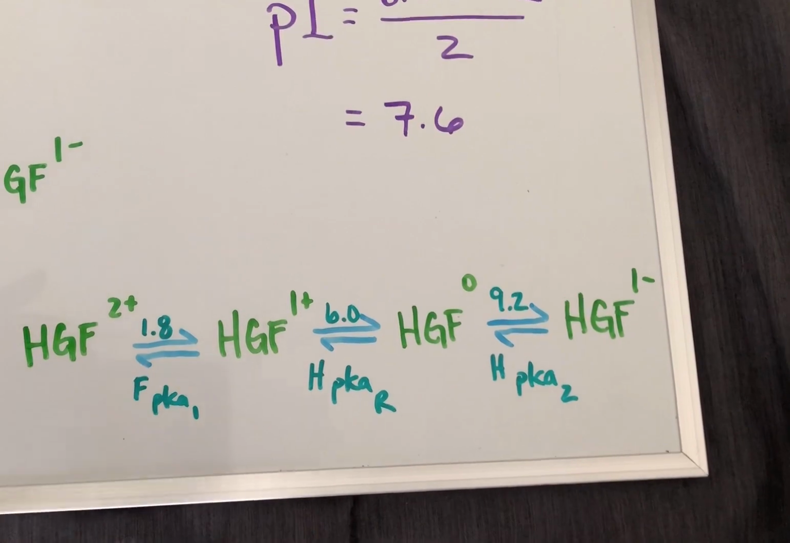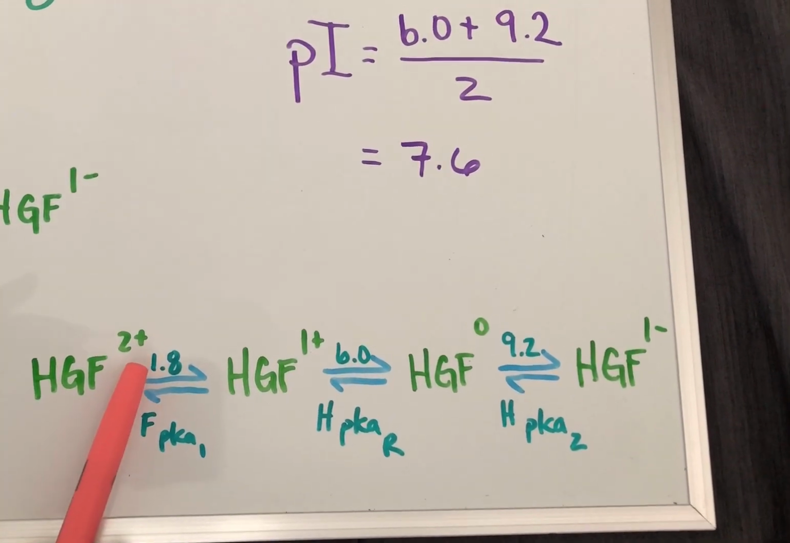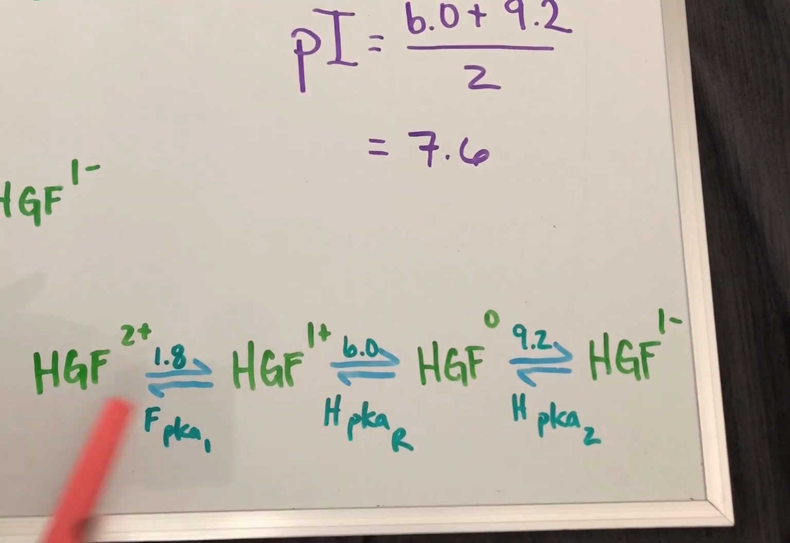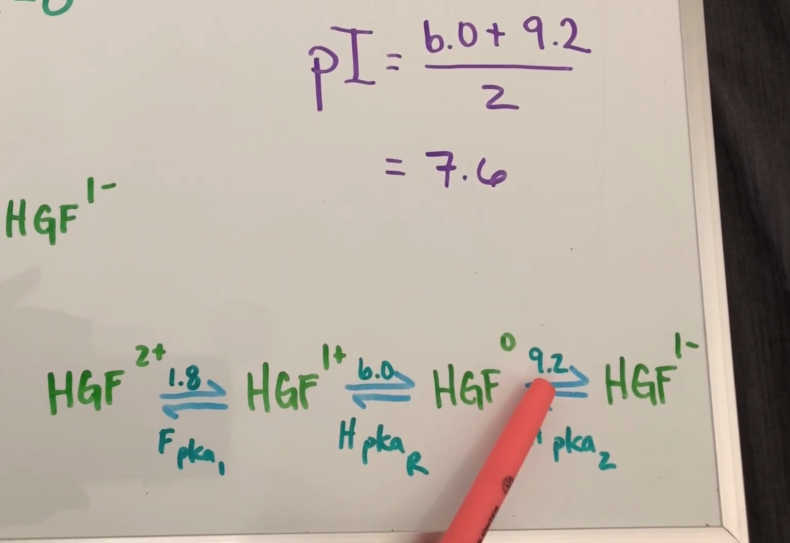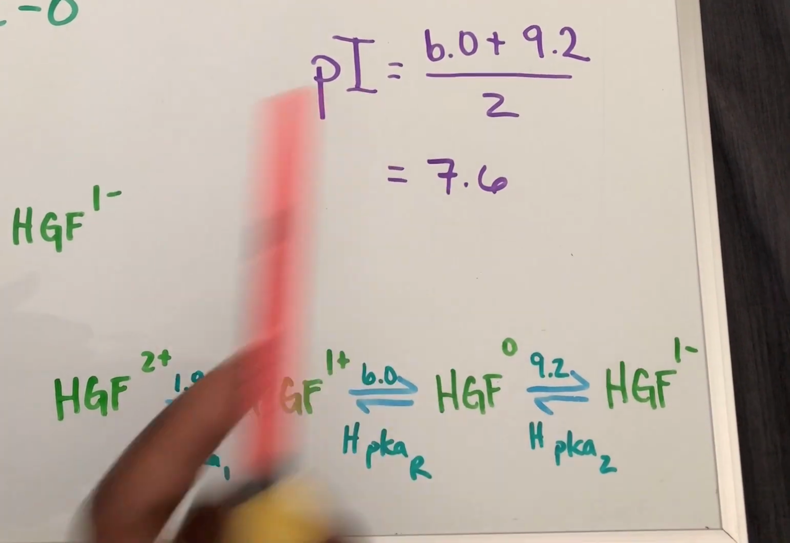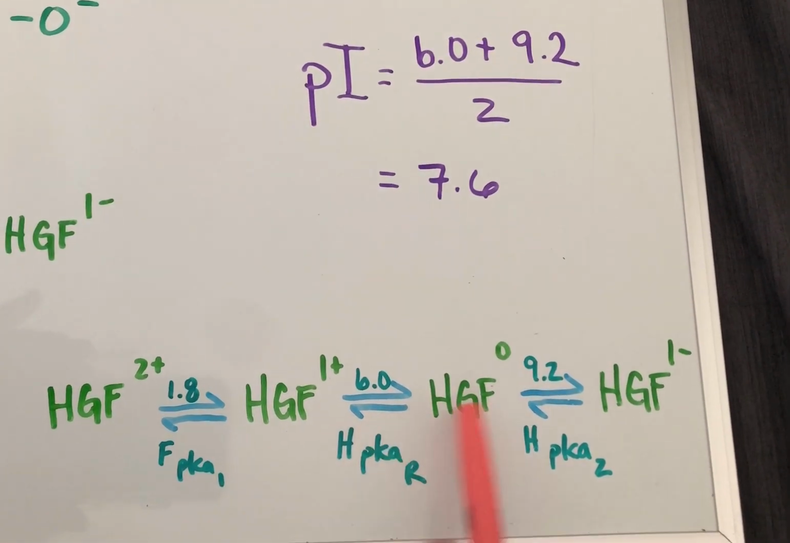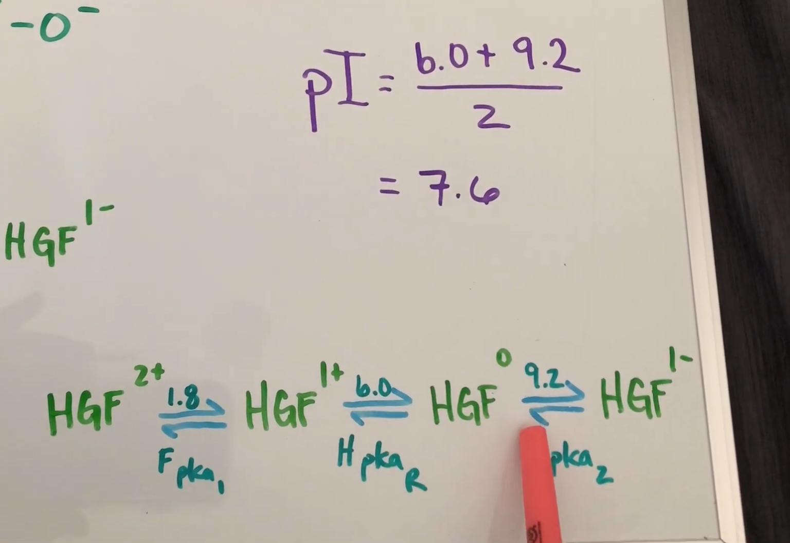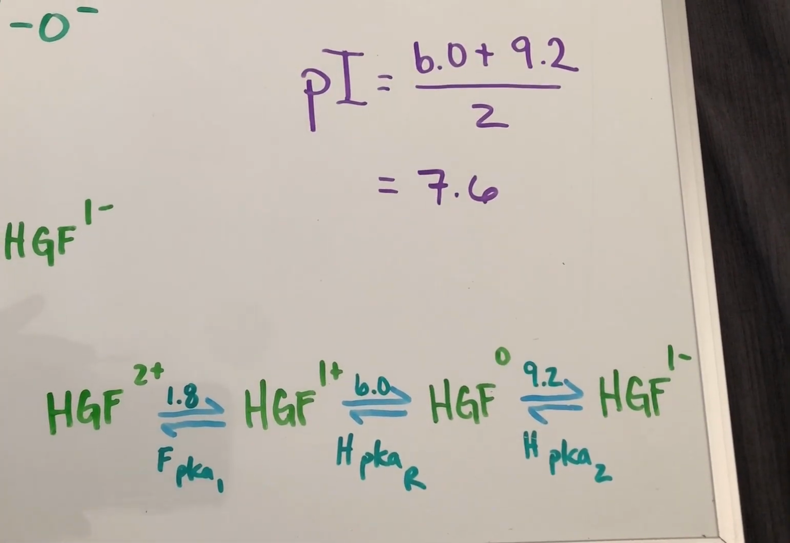So we start off in order. Please keep in mind it needs to be in order from the smallest pKa value to the largest pKa value. So we did the 1.8 followed by the 6 followed by the 9.2. In order to figure out your pI, all you have to do is find where you have a net charge of 0, use the 2 pKa values on either side of that net charge of 0, plug them into the equation, and you get your pI value.